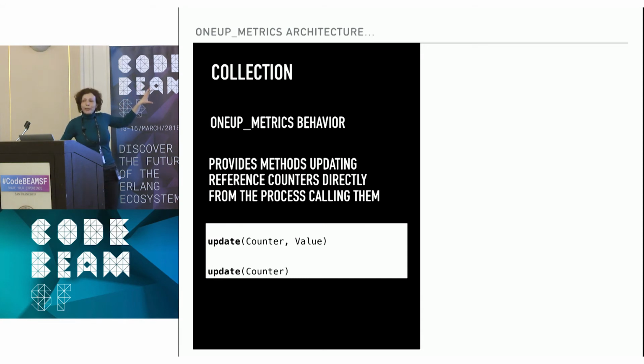So oneup metrics behavior, that's for collection. And there will be an update method. And this update method is not a gen server method. It's just a process. Basically, a different type of metric will have a different flavor of update. And they also might have more than one counter. Like a histogram will have 4 counters: the counter of samples, counter of actual values, and then min and max. And it's going to be a very simple histogram, which almost cannot be called a histogram, but it worked. Like we needed a very minimal one.